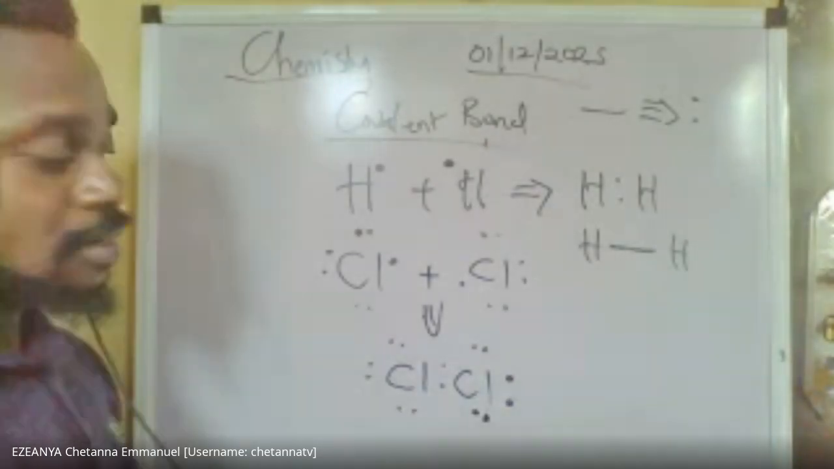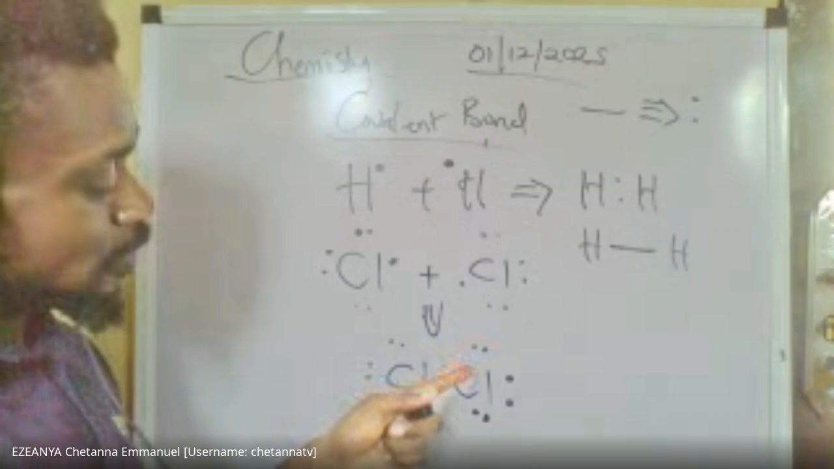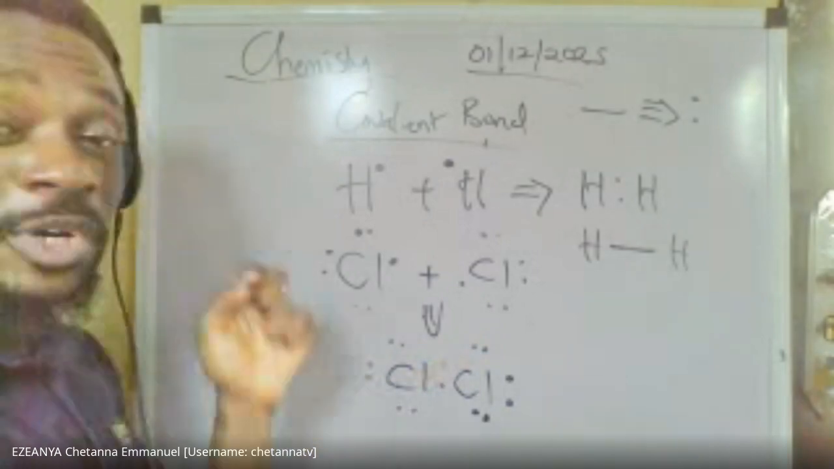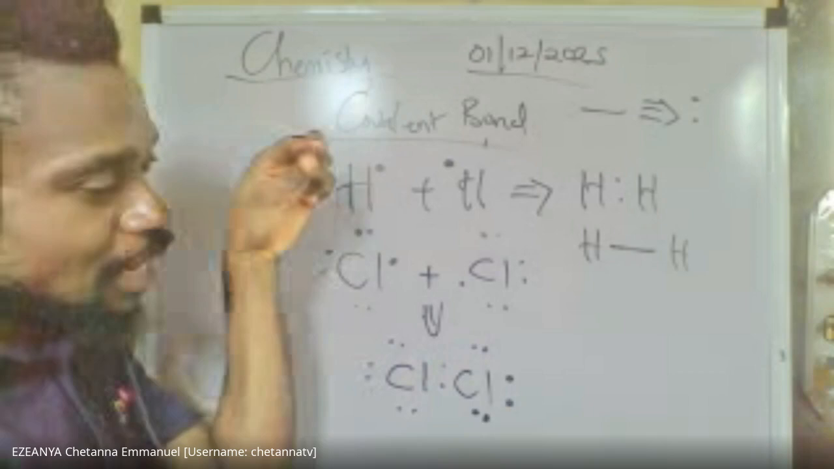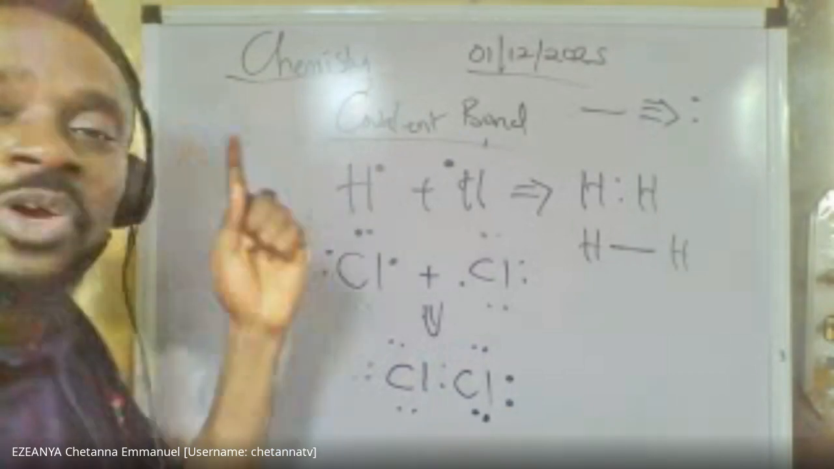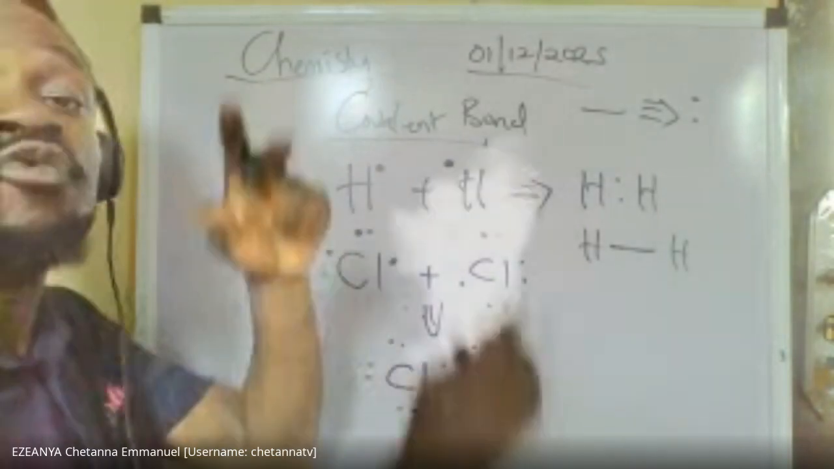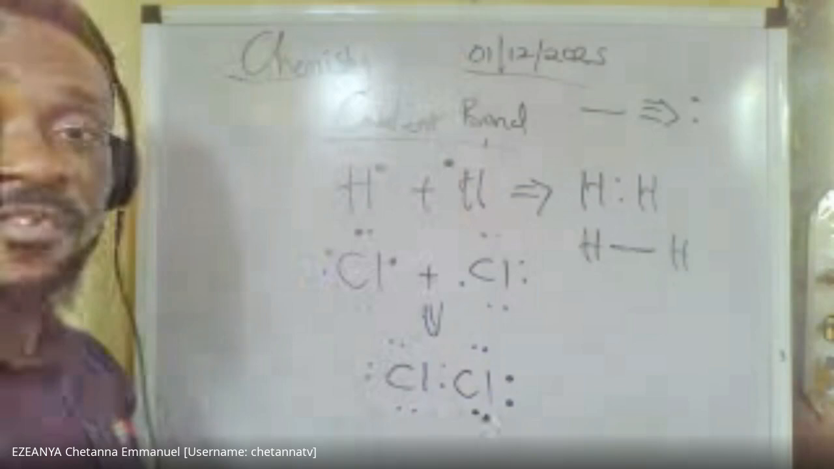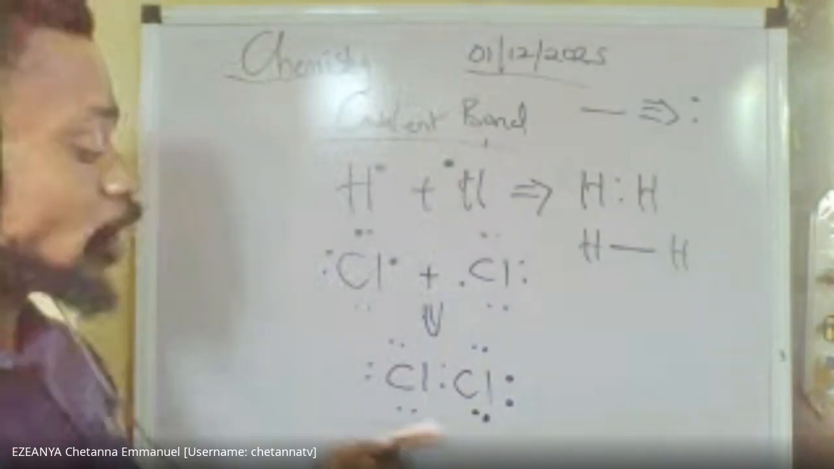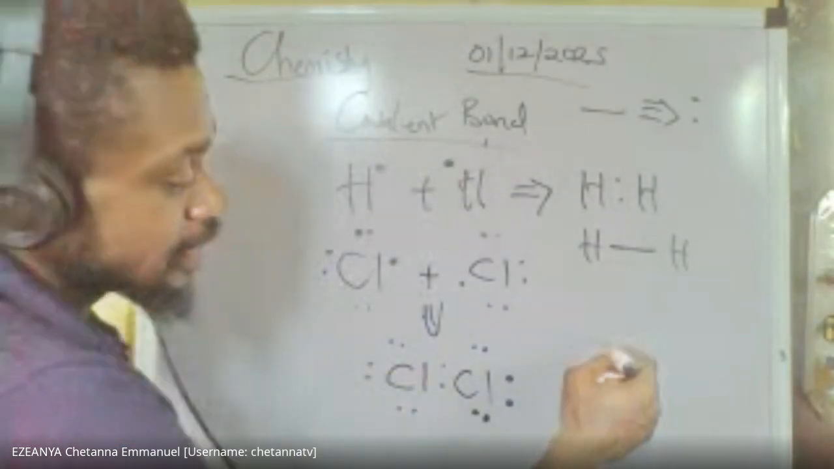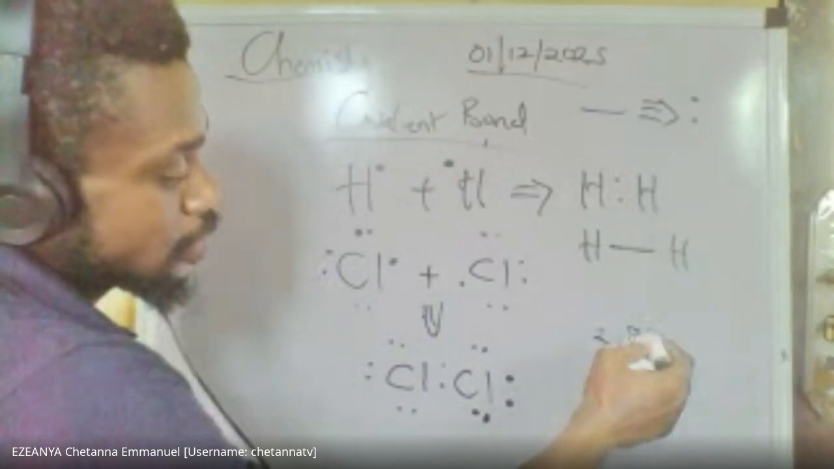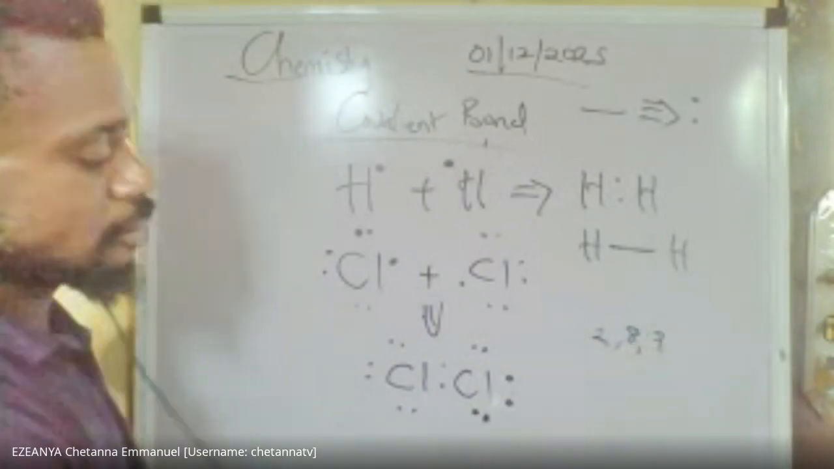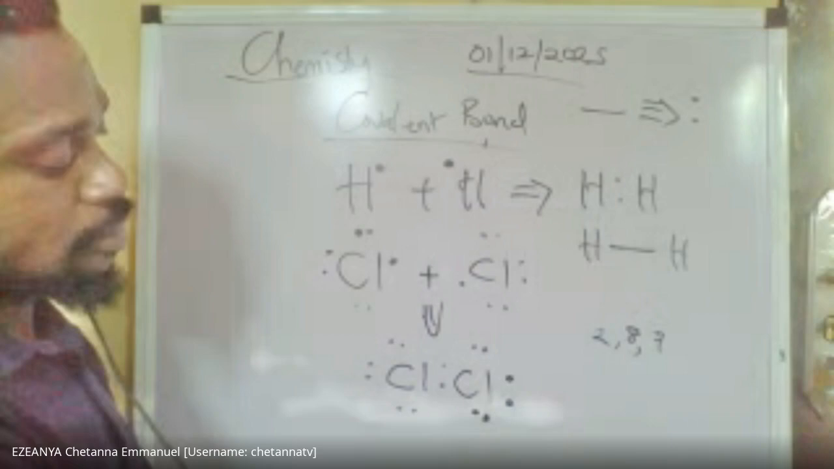This dot and this dot are the electrons in the outermost shell, not the entire configuration. In Lewis structure, you just bring out the electrons in the outermost shell only. We are not going deep into the full electronic configuration of chlorine. If you want to go into full, we have something like this: 2, 8, 7.